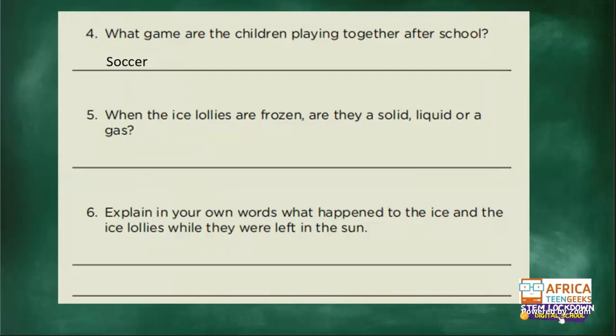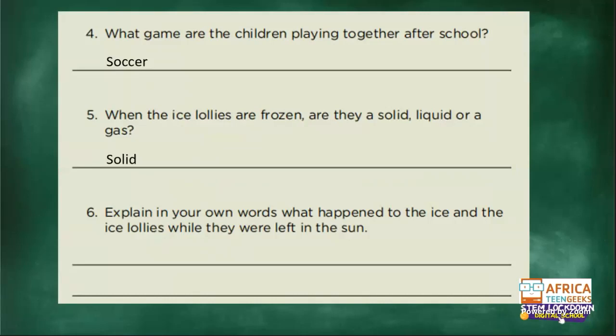Now look at question 5. When the ice lollies are frozen, are they solid, are they liquid, or are they gas? So ice or ice lollies, in what state is it? Solid, liquid, or gas? Okay, all of you are saying the following. Solid. You are all right.